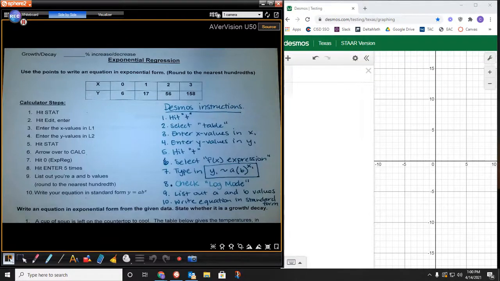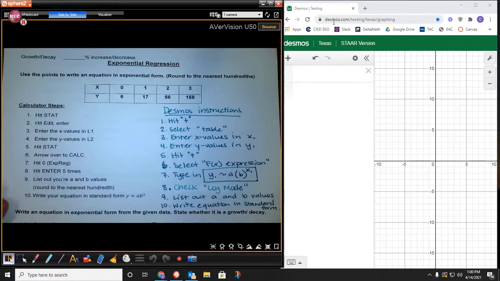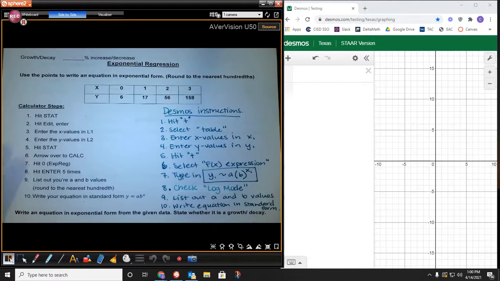All right, guys, today I'm going to walk you through how to do exponential regression if you do not have a graphing calculator, because you can do it using Desmos.com. So today we're going to do it using Desmos.com/testing/Texas/graphing. If you need to find the link for Desmos.com, you can go ahead and do that, all right? We're going to do the same problems that he did, but just using Desmos.com. So this is the list of our instructions here.